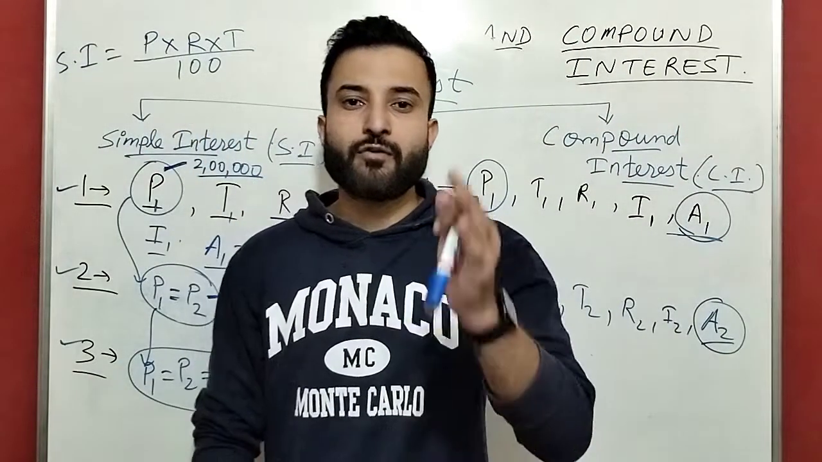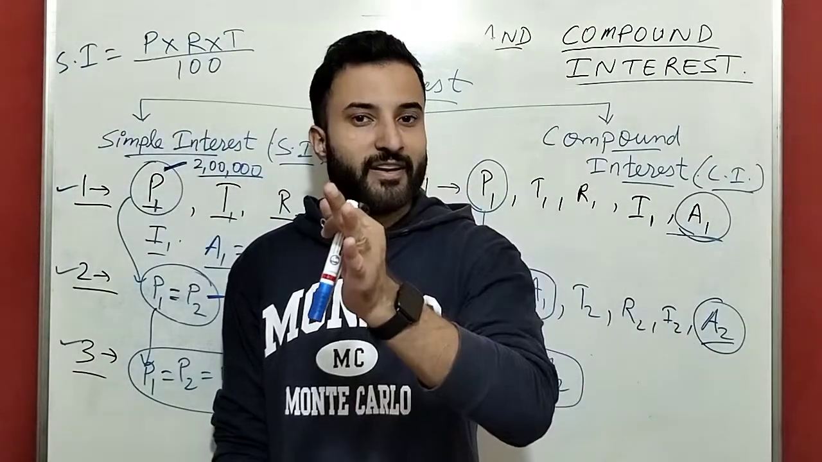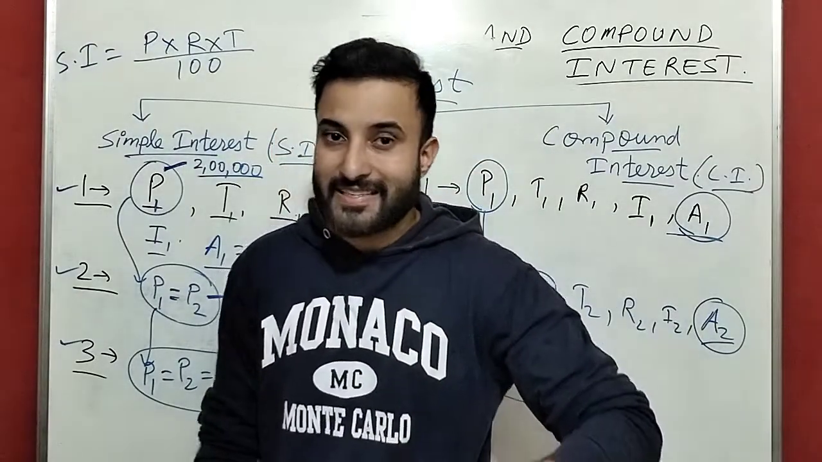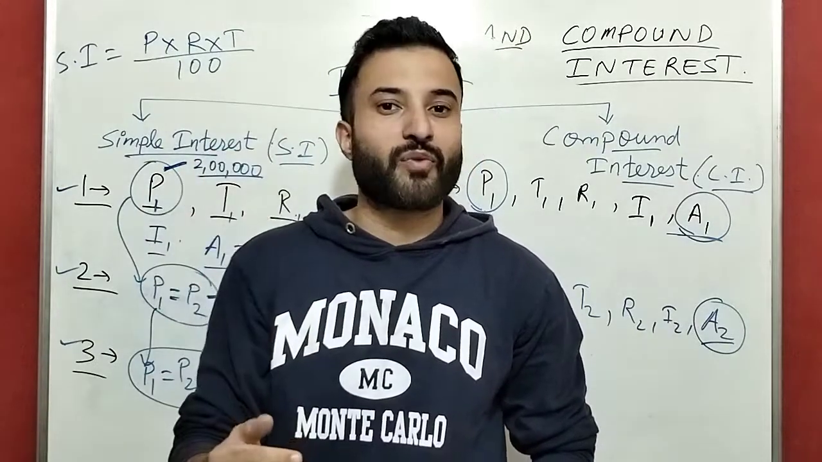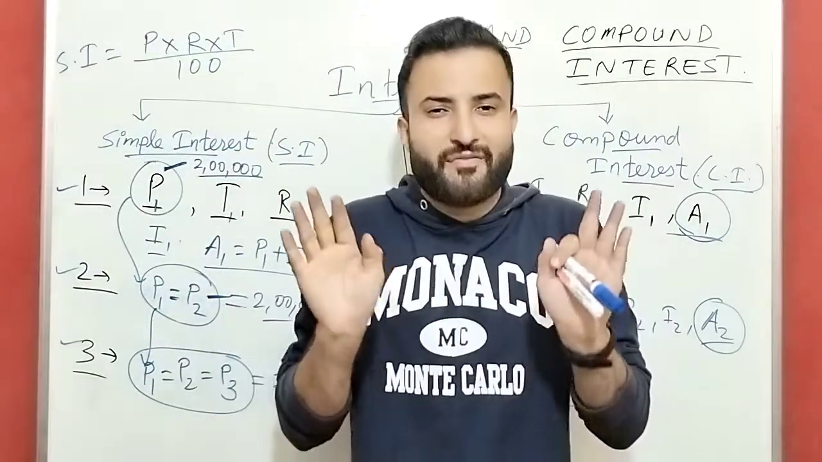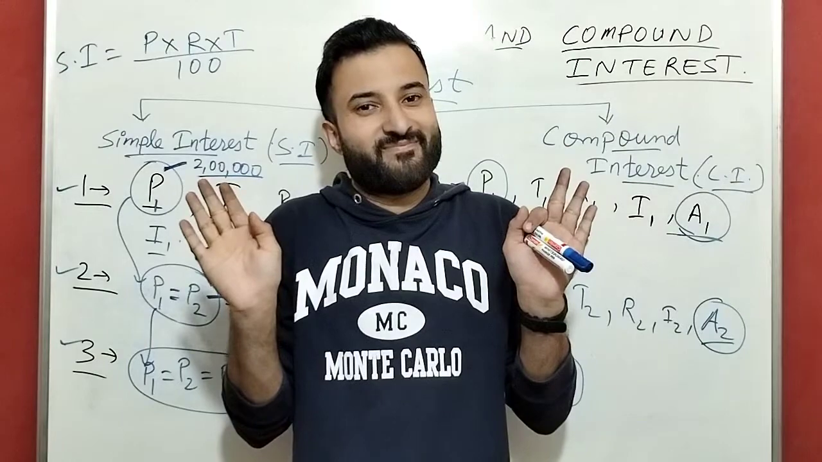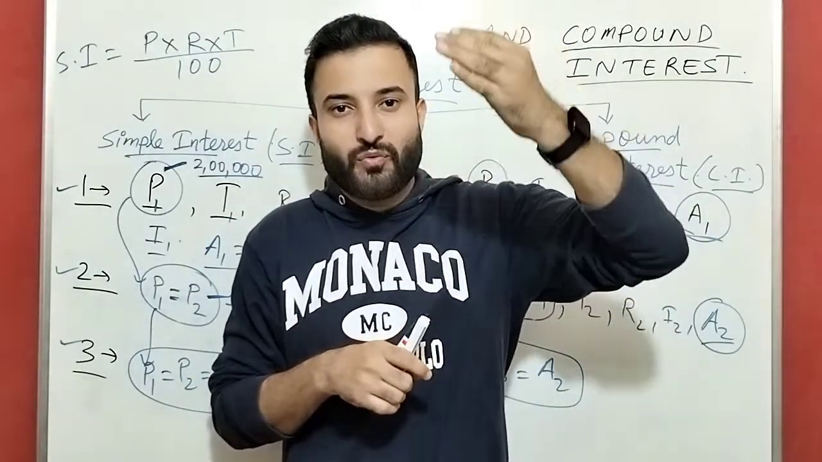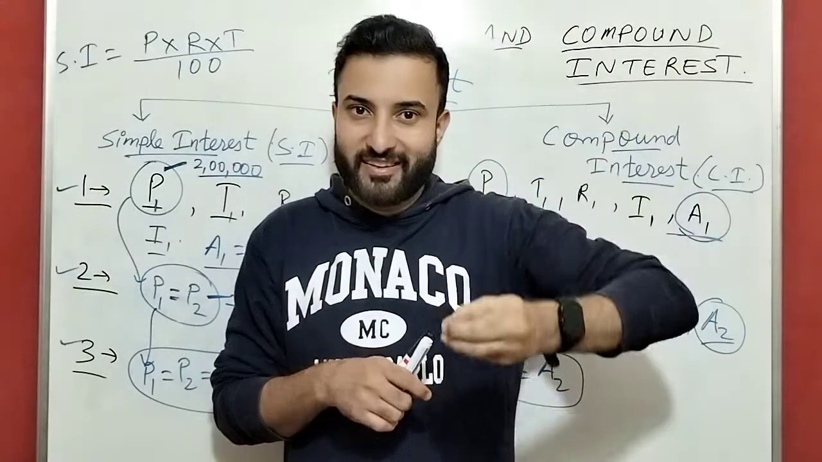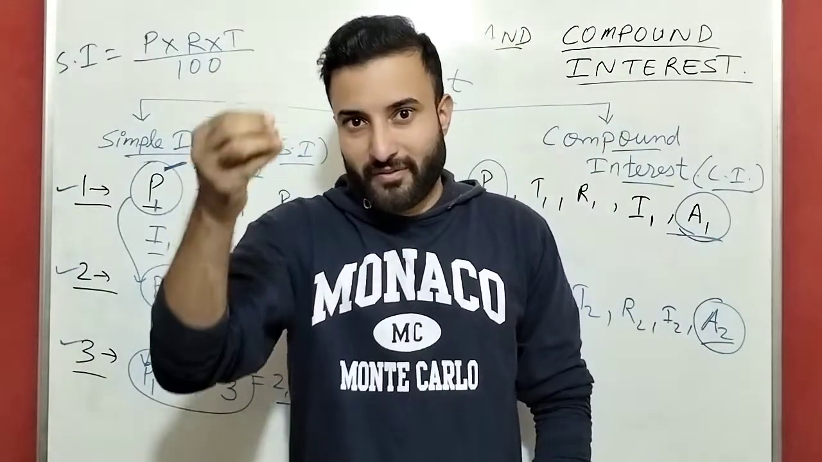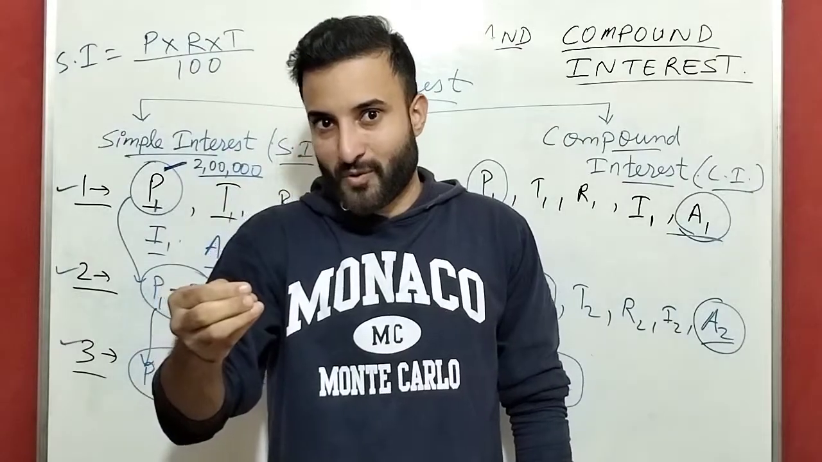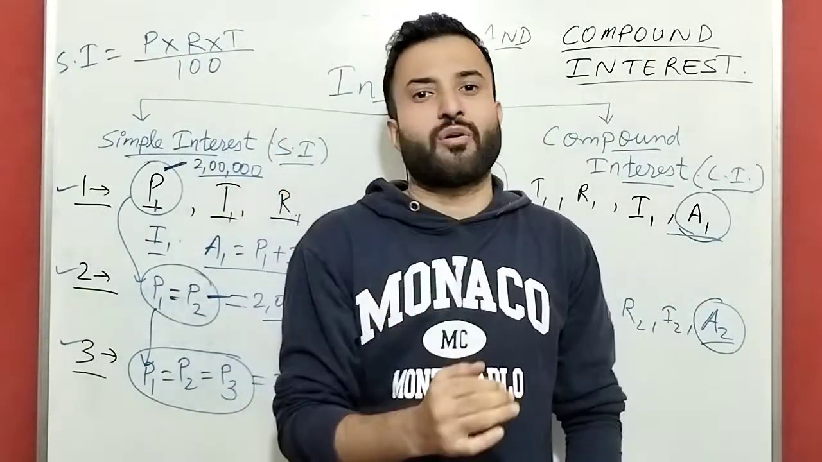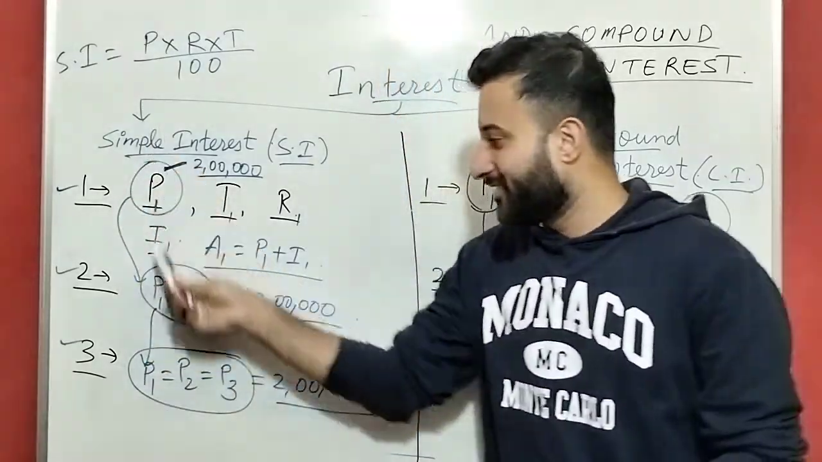It means if you have a boyfriend or girlfriend, each and every year you have the same boyfriend, or each and every year you have the same girlfriend. That is simple interest. Your life is simple. Okay, if you are in a 4-year relationship, all the 4 years your girlfriend remains the same, all the 4 years your boyfriend remains the same. So that is simple interest.